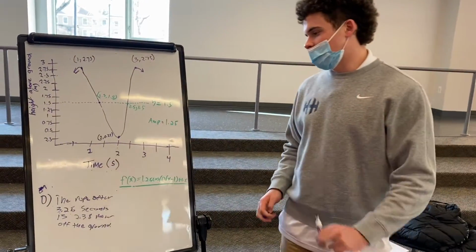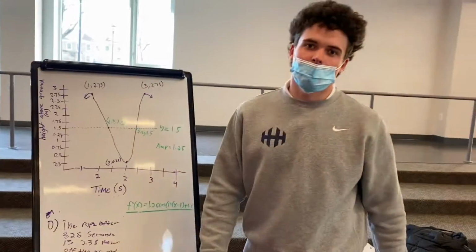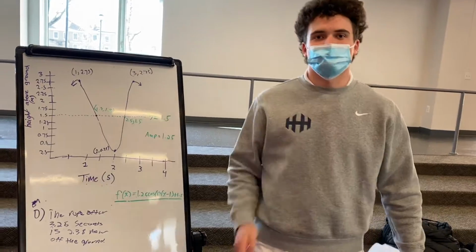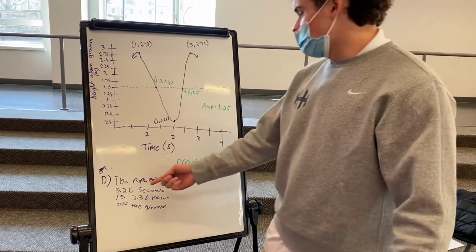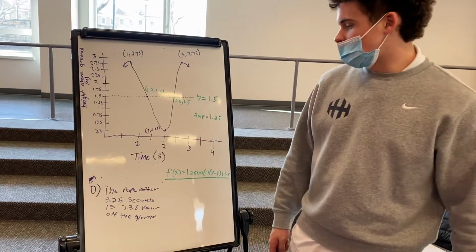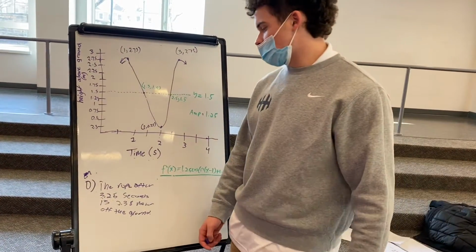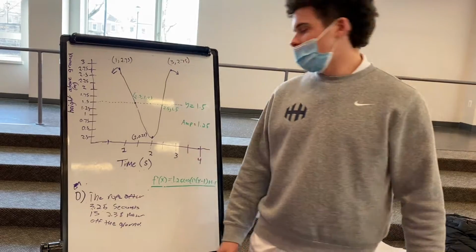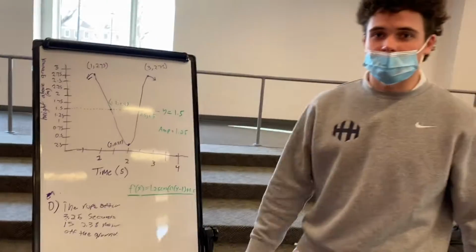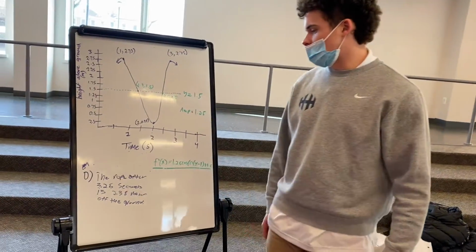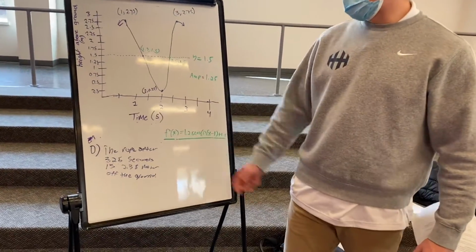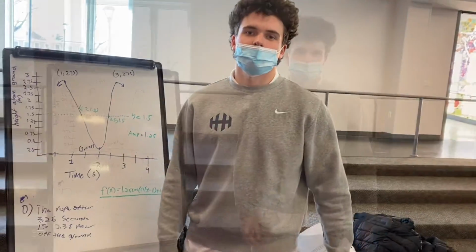All right, in problem D, we were looking for how far the rope would be above the ground after 3.25 seconds. In the end, we found that the rope after 3.25 seconds is 2.38 meters off the ground. We found this by going to the trace function on our graph and putting in 3.25 seconds instead of the time.